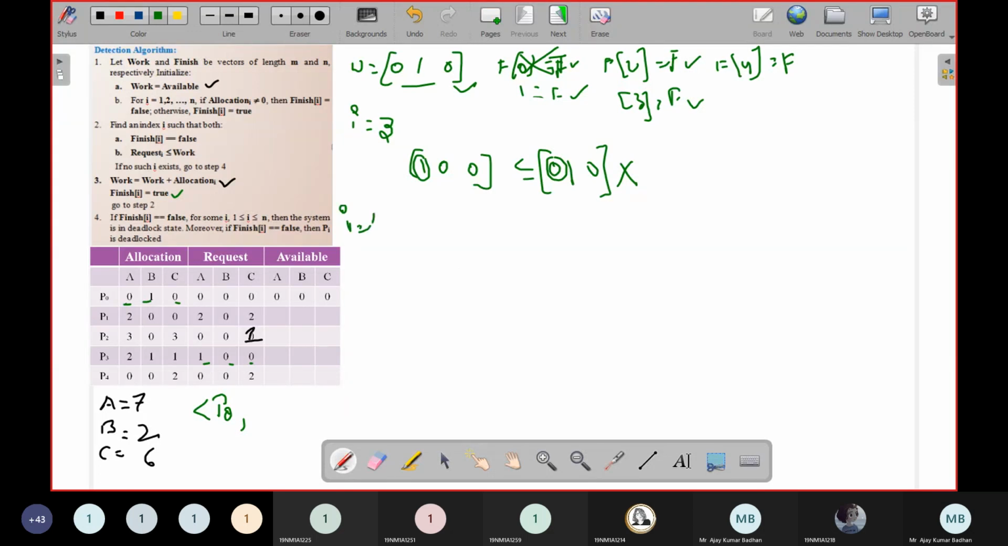Again, this condition failed. Fine. Next, go to I equal to 4. When you come to I equal to 4, what request does it have? 0 0 2. Then less than or equal to work. What is work here? 0 1 0. This fourth process requires 2 instances of resource type C, but how many does the operating system have? 0. This condition also failed, so you're not able to allocate.